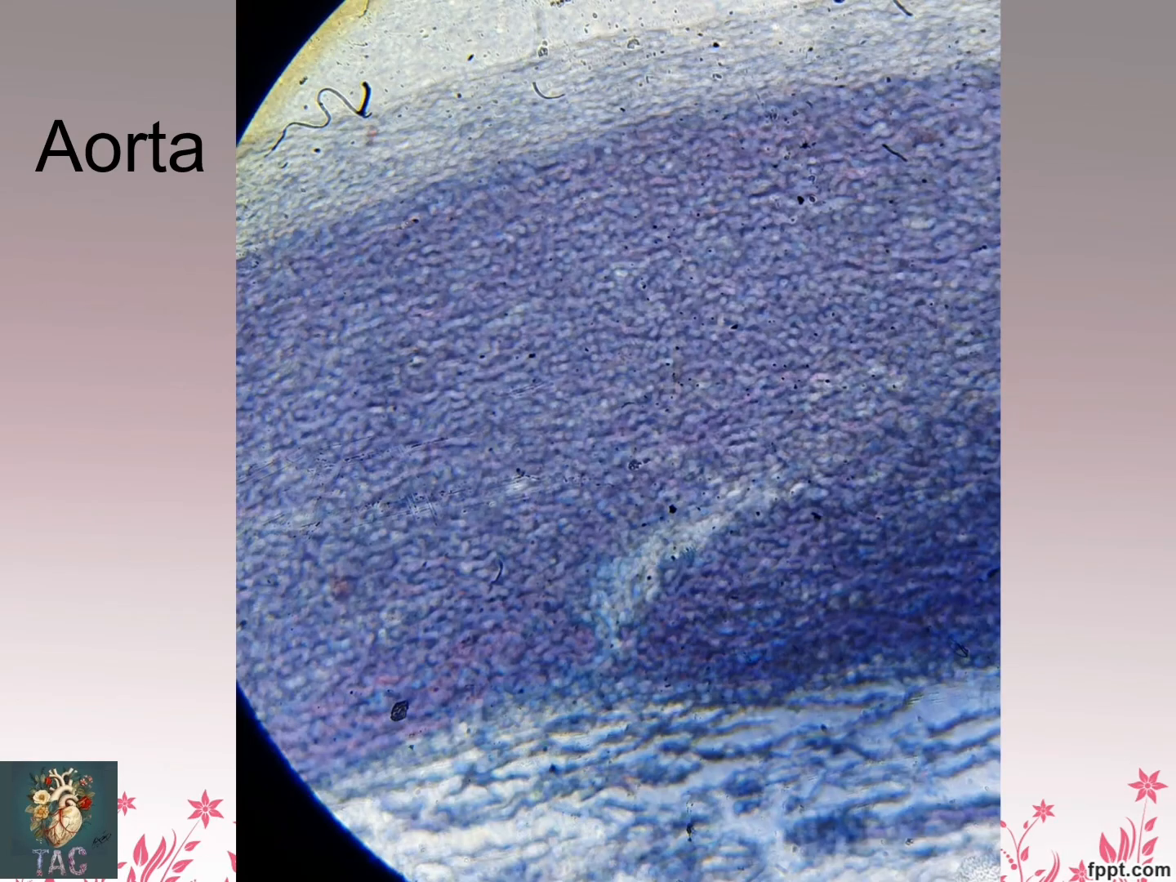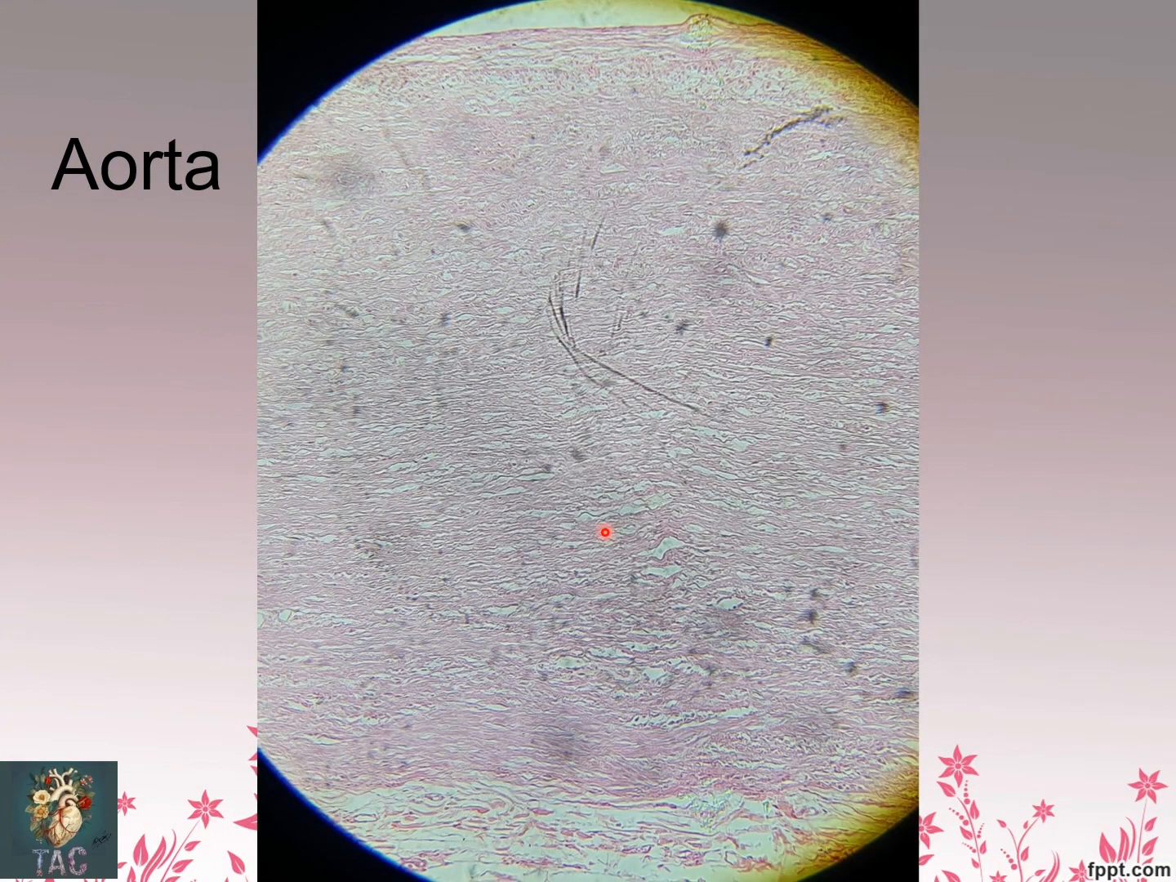Another slide here, you can see also this is intima, this is media, and this is adventitia. This is another slide from your histology lab. Another slide, I think the same slide, this is revision, repetition.